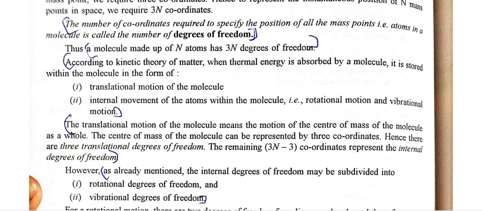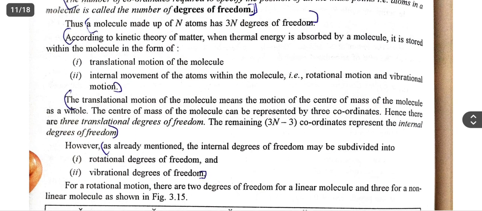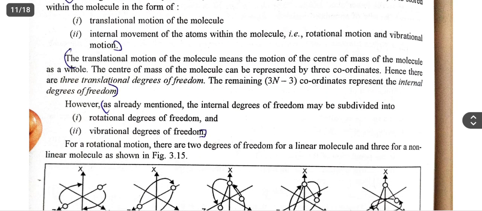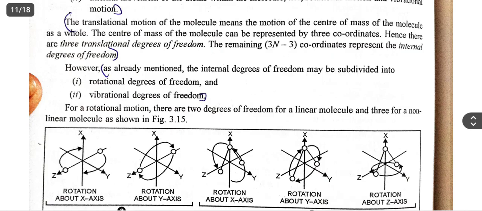According to the kinetic theory of matter, thermal energy absorbed by a molecule is stored within the molecule in the form of translational energy, internal movement of atoms within the molecule, and rotational and vibrational motion. The translational motion of a molecule means the motion of the center of mass of the molecule as a whole. The center of mass of a molecule can be represented by 3 coordinates. Hence, there are 3 translational degrees of freedom. The remaining 3n minus 3 coordinates represent the internal degrees of freedom.